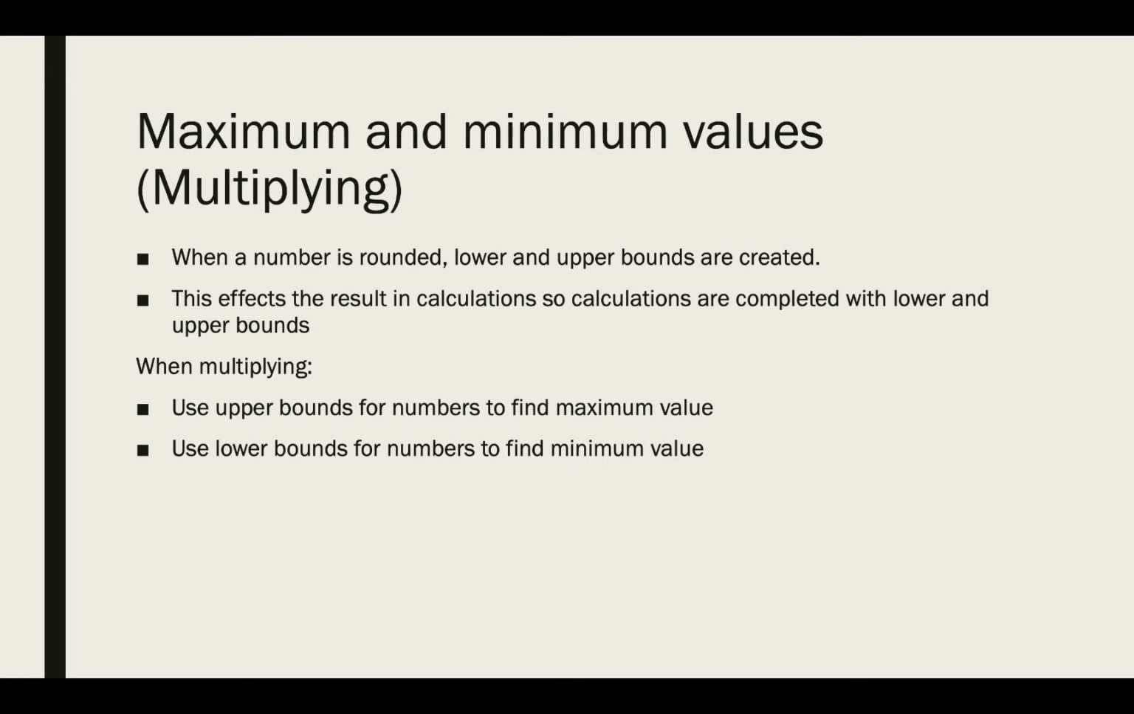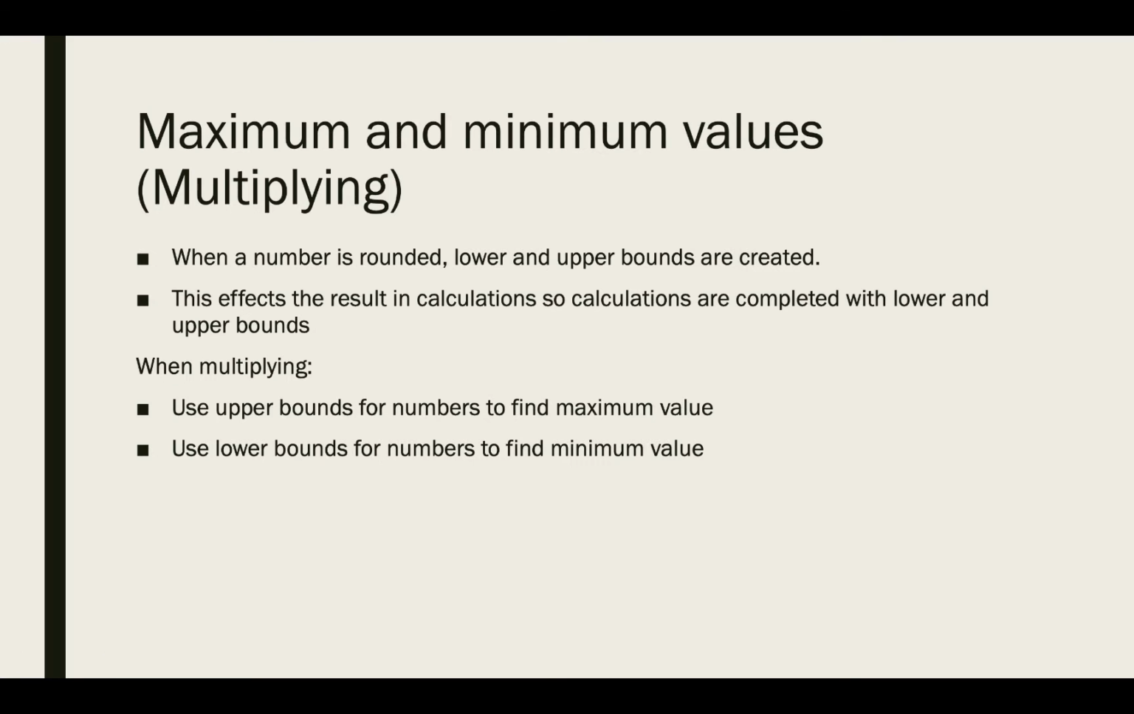So to begin with, we're going to be looking at multiplication. Looking back at rounding though, when a number is rounded, lower and upper bounds are created if we do not know the original number. If we use the lower bounds or upper bounds, we will get different answers in our calculations. This is why we can find maximum and minimum values by using a specific combination of upper and lower bounds together. So when multiplying, we use both upper bounds for numbers to find the maximum value, or as many upper bounds as we're able to use. And when we want to find the minimum value, we multiply as many lower bounds as possible, as this would give us the smallest value.